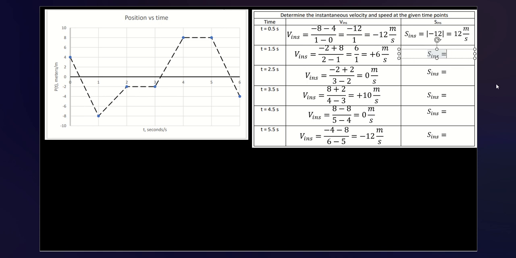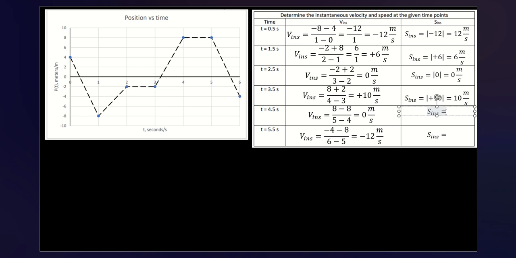Now then, at time 1.5 seconds, if the instantaneous velocity was +6, then that means that this instantaneous speed is going to be 6 meters per second. At time 2.5 seconds, with an instantaneous velocity of 0, our speed is also going to be 0 meters per second. For our time 3.5 seconds, our instantaneous velocity was +10. Therefore, our instantaneous speed will just be 10 meters per second.